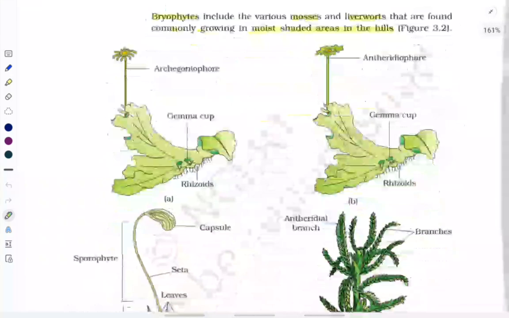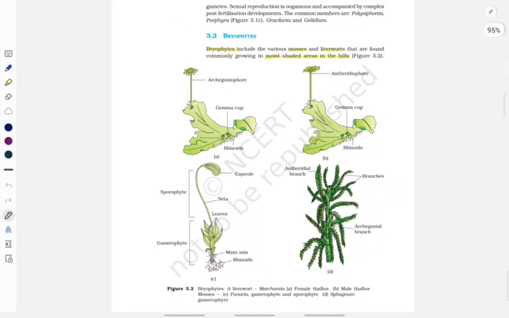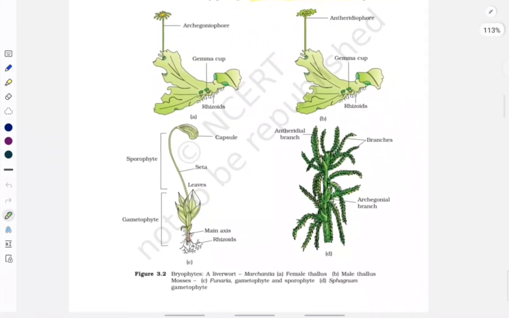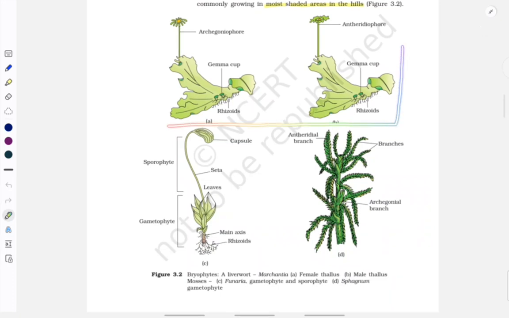Now we have some diagrams in the beginning of this topic itself. Let's discuss these diagrams one by one. The first diagram that we come across is both point A and B. The options both A and B are liverworts, more specifically Marchantia, whereas C and D are mosses. Let's look at the Marchantia one first. A is the female thallus and B is the male thallus.